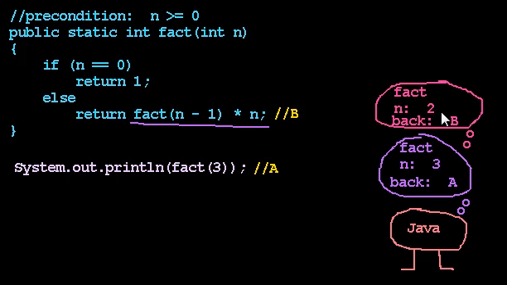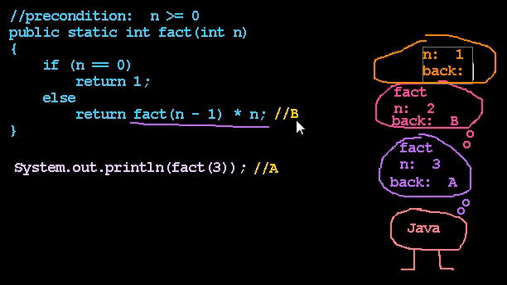Okay, so we've now started trying to find factorial of 2. So here we go. N is 2. 2 is not 0. So now we find factorial of 2 minus 1, which is factorial of 1. So a new bubble appears. New deformed bubble. I'm going to stop writing fact each time. In this, n is 1. And when we're done finding the answer, we're going to go back to line B, which is where the method was called. Back to line B.